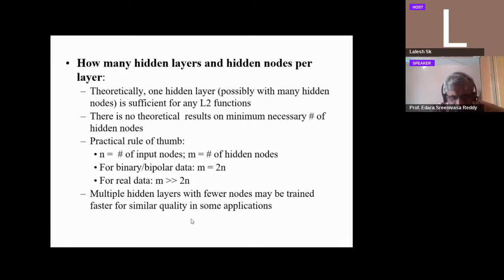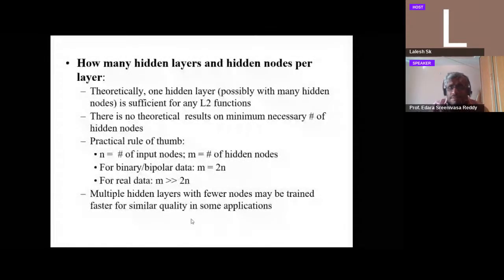The same way here also, with fewer hidden layers and more hidden nodes, the network will not be able to perform well when compared with the thin and long one.